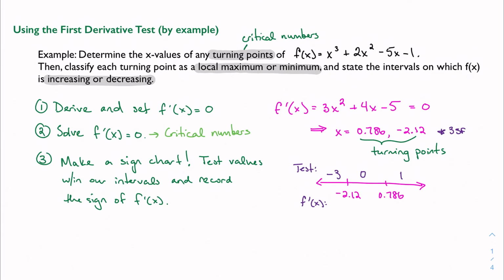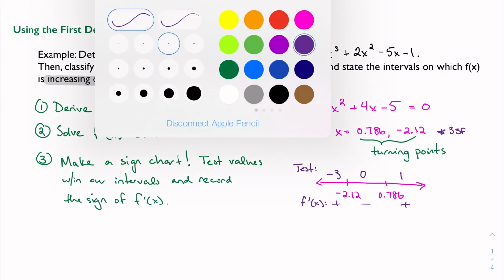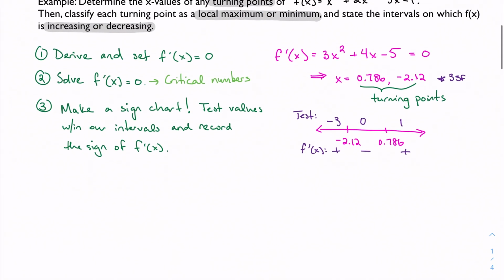If I take f prime of negative 3, I wind up with a positive slope. If I take f prime of 0, I get a negative value. I guess I should be saying negative value, not negative slope necessarily. And if I plug in 1, I also get a positive value. So great, we've got this whole thing, but now what do we do with it? So we have some important results.